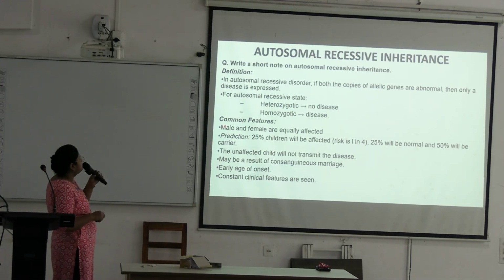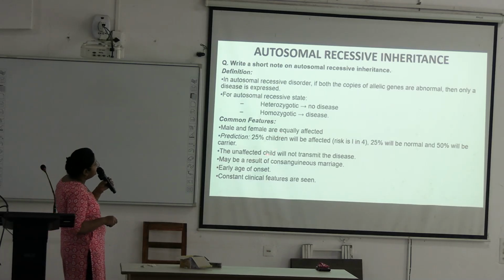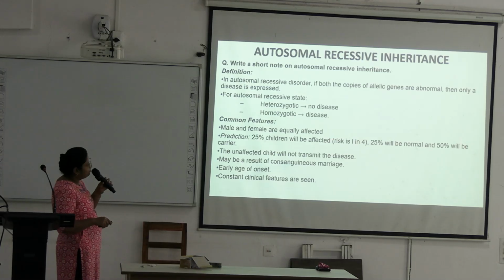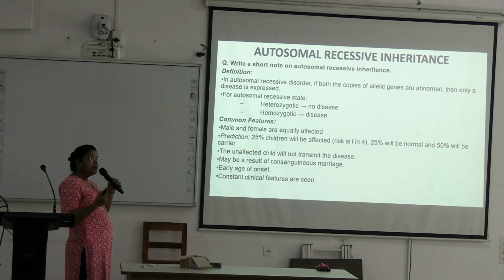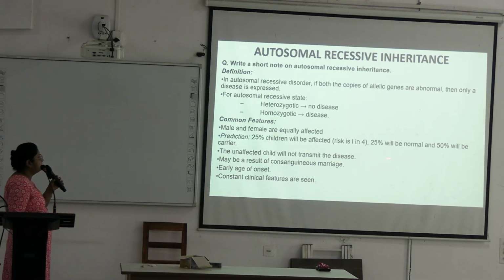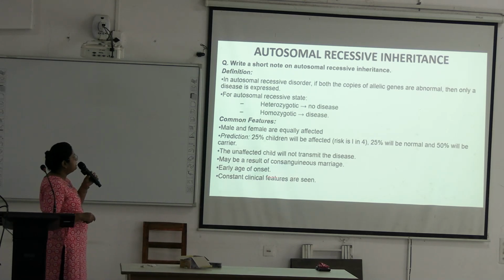So common features: male and female are equally affected. Prediction: 25% of children will be affected, the risk is 1 in 4, and 25% will be normal, 50% will be carriers. The unaffected child will not transmit the disease. It may be a result of consanguineous marriage, there is early age of onset, and constant clinical features are seen.